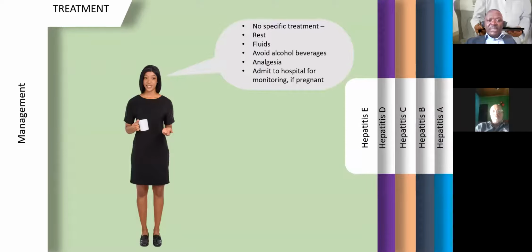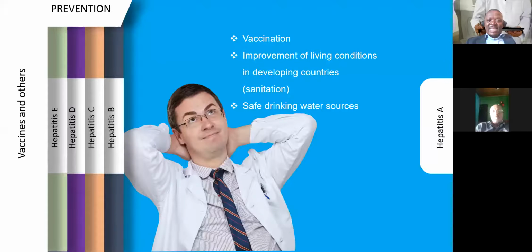Rest, fluids, avoid alcoholic beverages, analgesia, admit to hospital for monitoring. If somebody is pregnant, and usually because hepatitis E occurs in epidemics, if there's pregnancy, please get that woman to hospital because the chance of deterioration is very high and supportive care with the help of an obstetrician will be relevant, okay? How do you prevent these infections?